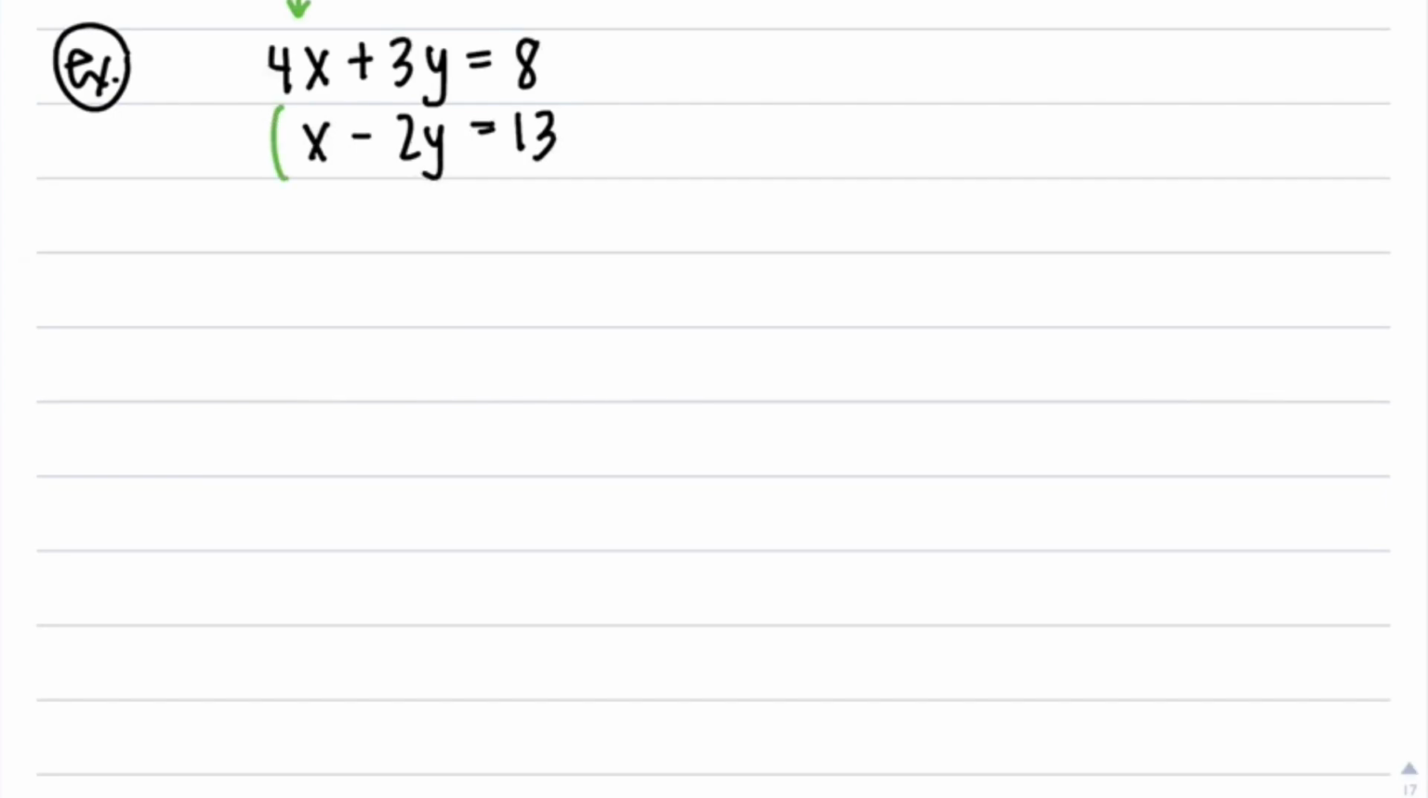And so how I'm going to do that is I'm going to multiply this problem by negative 4. Let me show you why. So again, the first problem we said doesn't change. 4x plus 3y is equal to 8. That's going to stay the same.